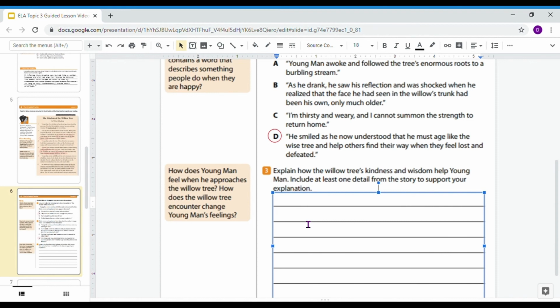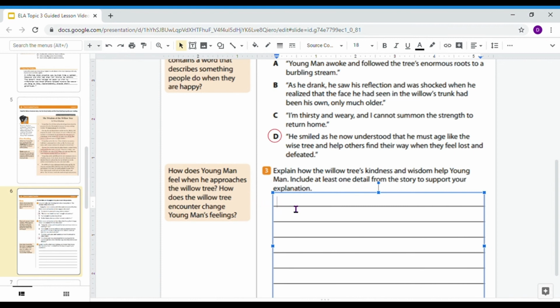And then number 3 says, explain how the willow tree's kindness and wisdom help young man. Include at least one detail from the story to support your explanation. This hint over here is super helpful. How does young man feel when he approaches the willow tree? How does the willow tree encounter change young man's feelings? So remember, he was tired and thirsty and weary. And then when he left him, he was pretty happy.